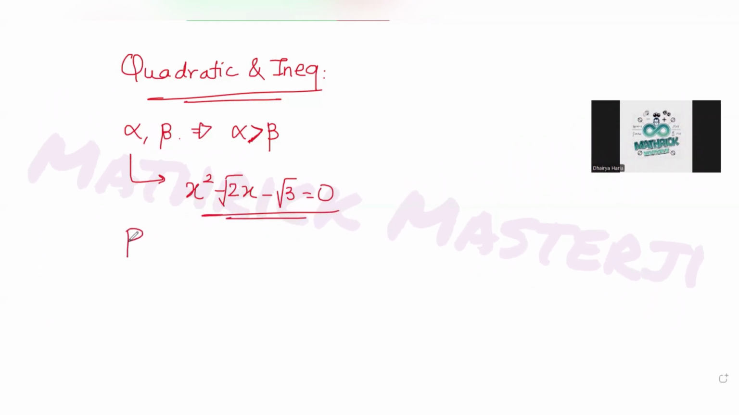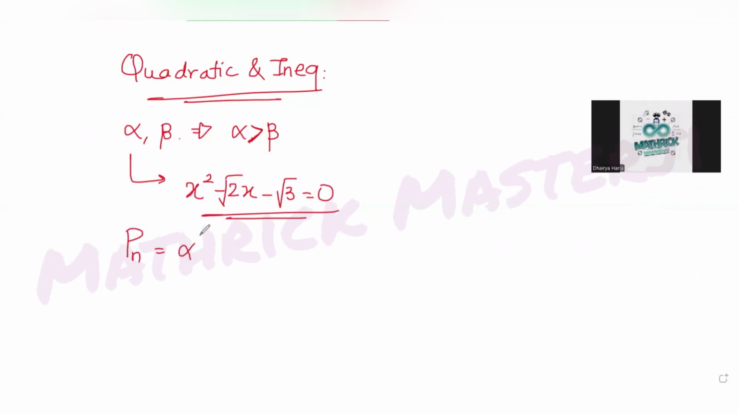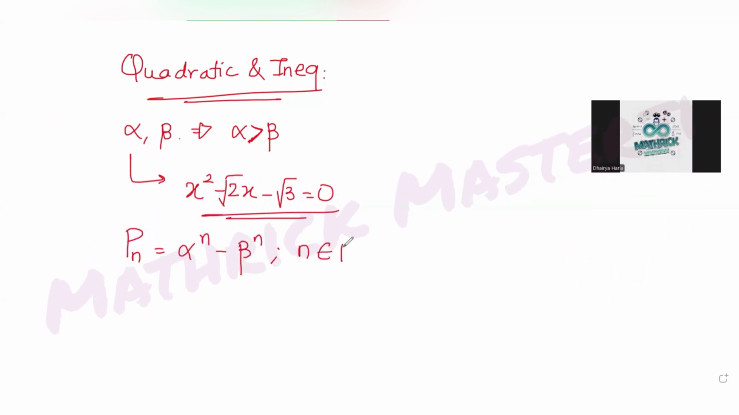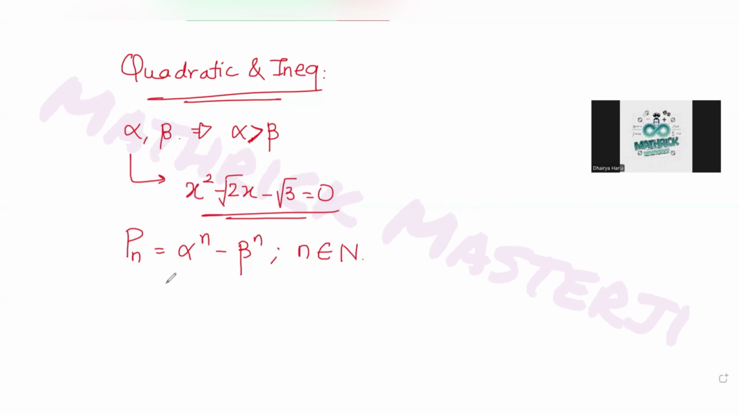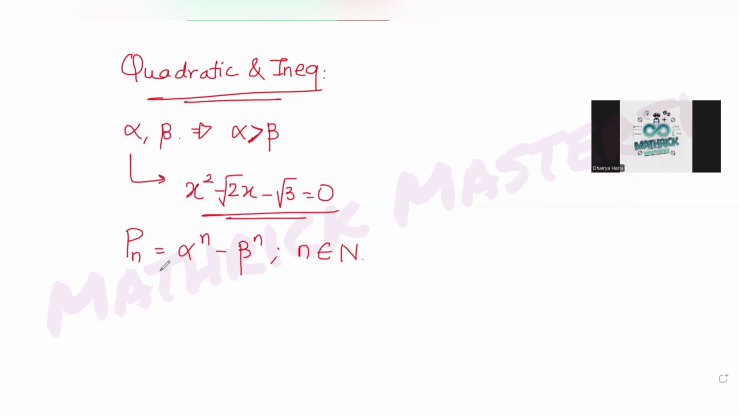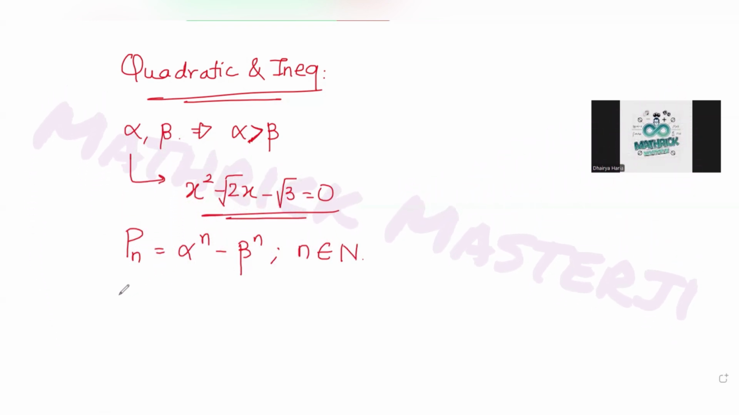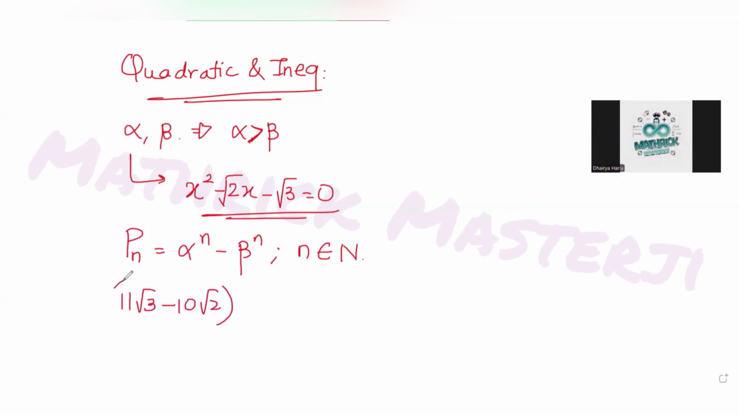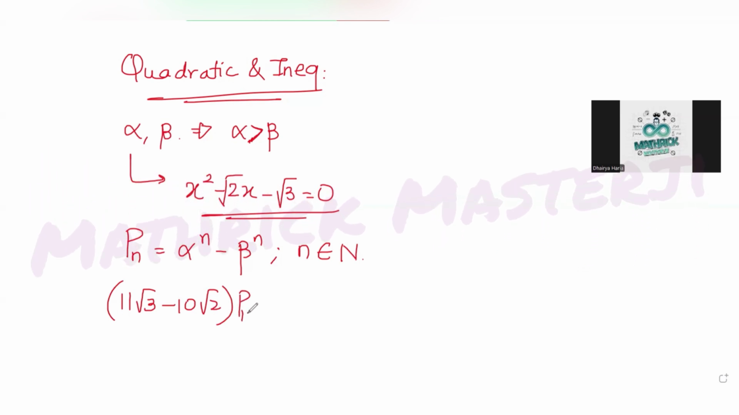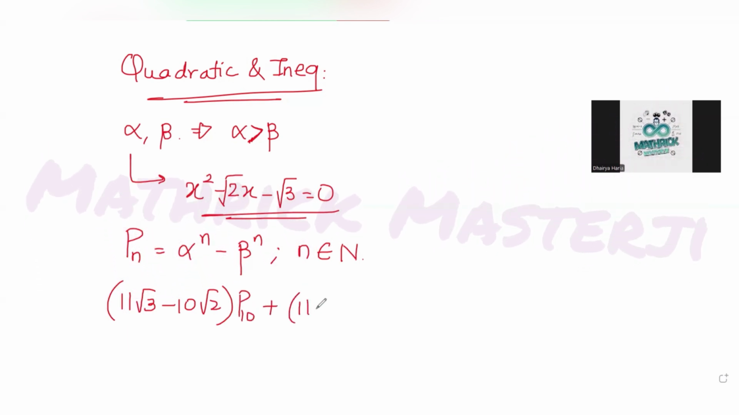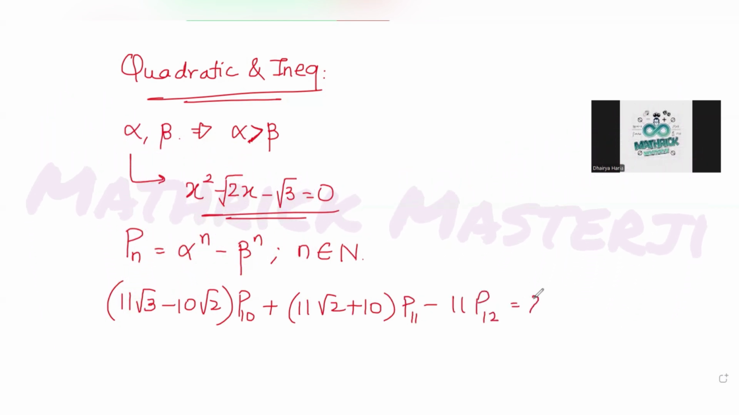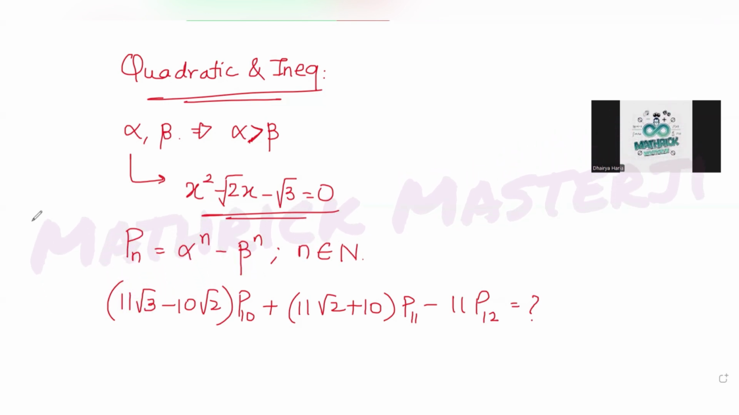The question says let Pn is equals to alpha raised to n minus beta raised to n, where n belongs to capital N, which is natural numbers. The question is asking me to figure out the value of the expression 11 root 3 minus 10 root 2 times P10 plus 11 root 2 plus 10 P11 minus 11 times P12. So we need to figure out the value of this entire expression.